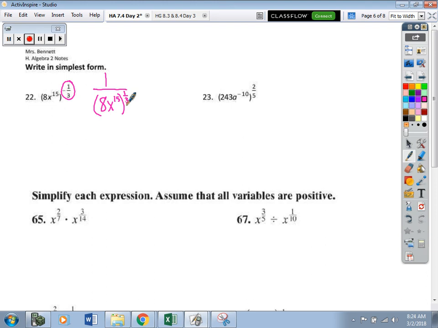And then we can change that back to root form. The index is 3, so this would be the cube root of 8x to the 15th power, technically all to the 1st, but, and then we just cube root everything. So the cube root of 8 is 2. And what do I do with the exponents for my x to the 15th? Caleb? Divide. So 15 divided by 3 will get me x to the 5th.